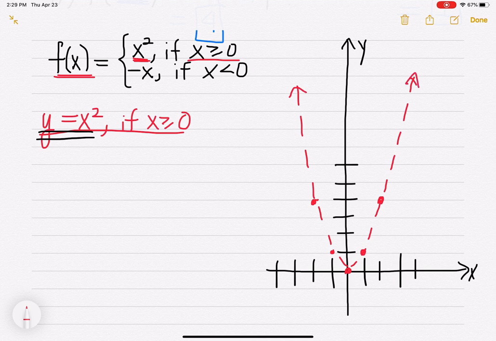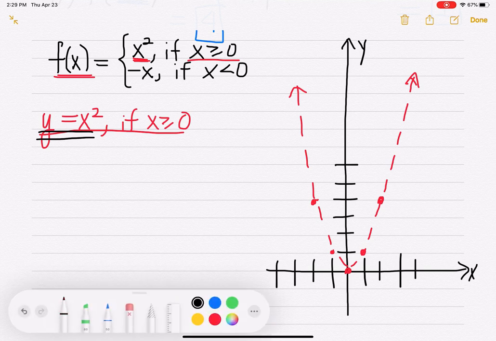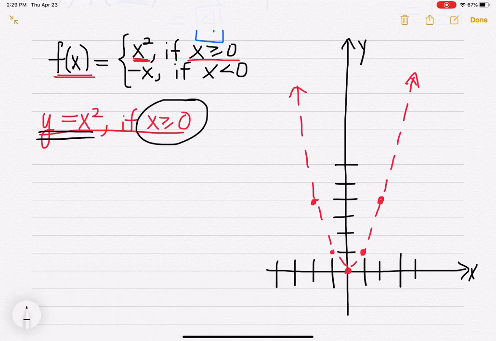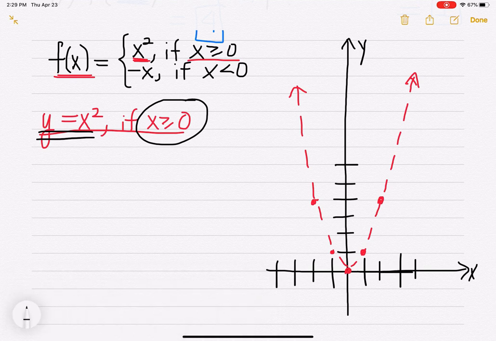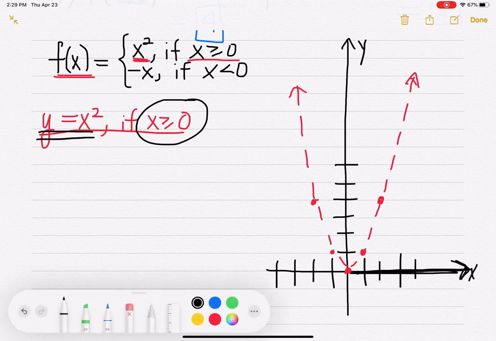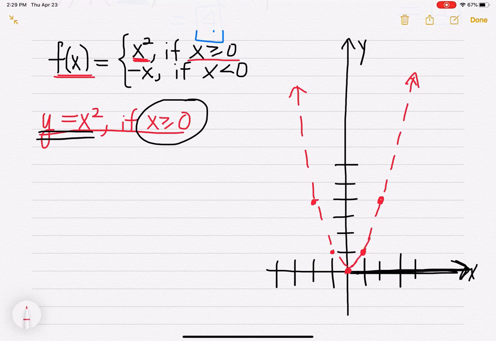Now, pay attention to where we are supposed to keep this graph. So it says when x is greater than or equal to 0. If you think about when x is greater than or equal to 0, that is to the right of the y-axis, right? You have greater than or equal to 0 here to the right. So that means I'm going to keep my red function to the right of the y-axis.